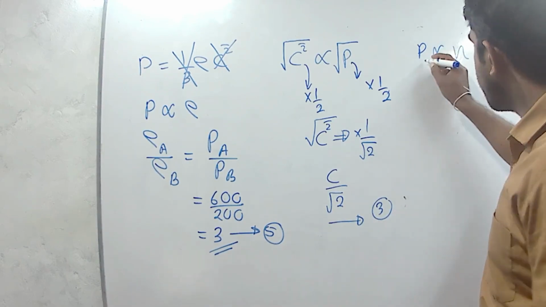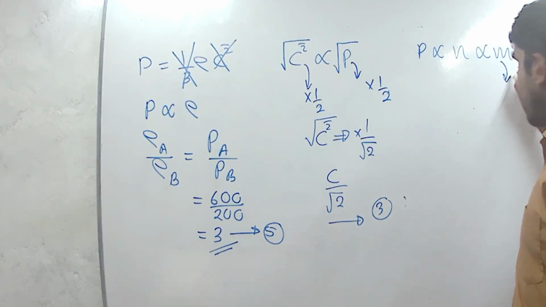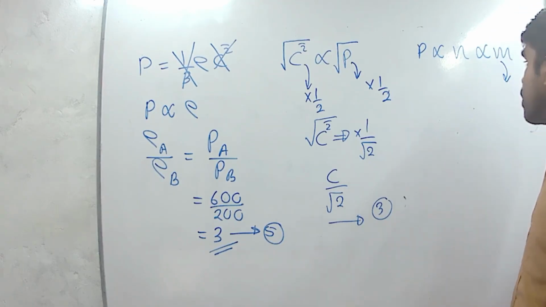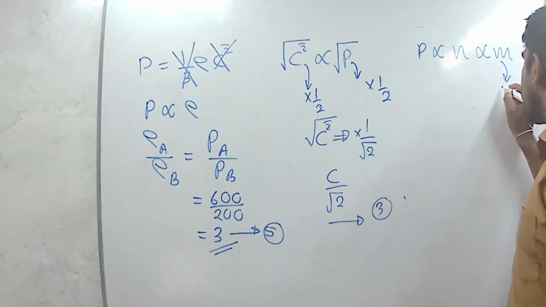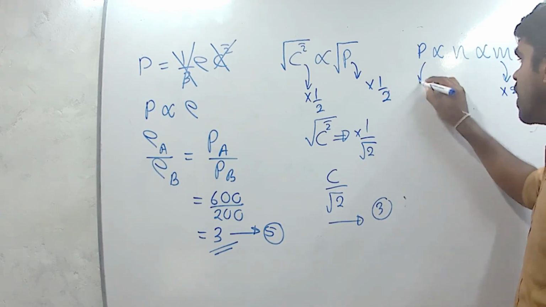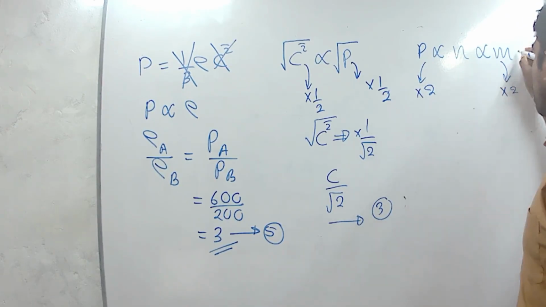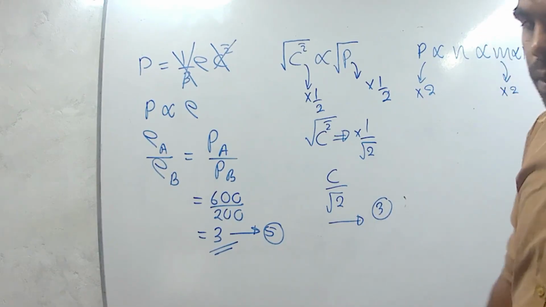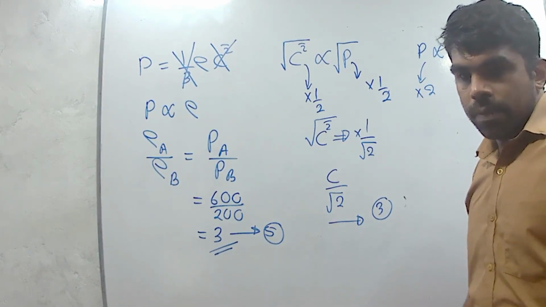When pressure is 2 times, then number of molecules or number of moles is 2 times. It means pressure is 2 times. These are also directly proportional to number of molecules.